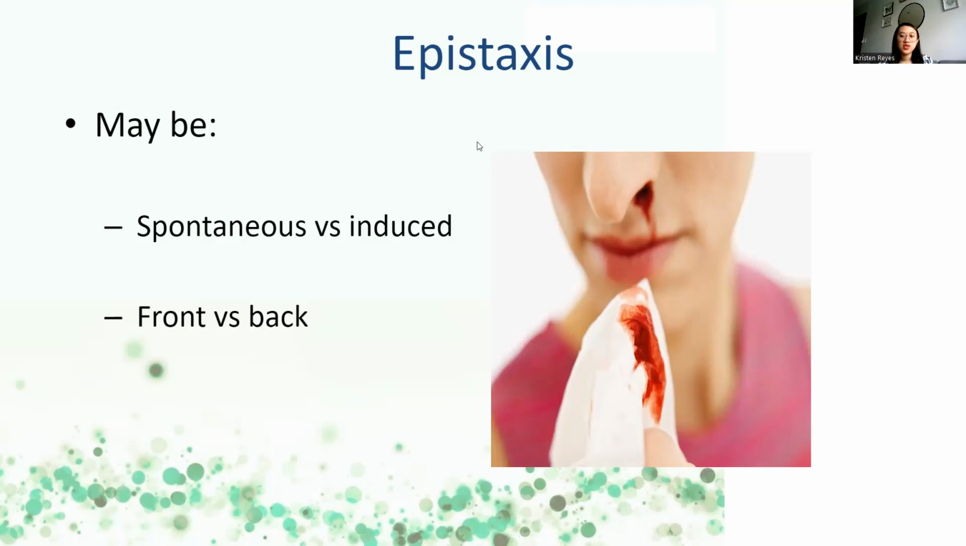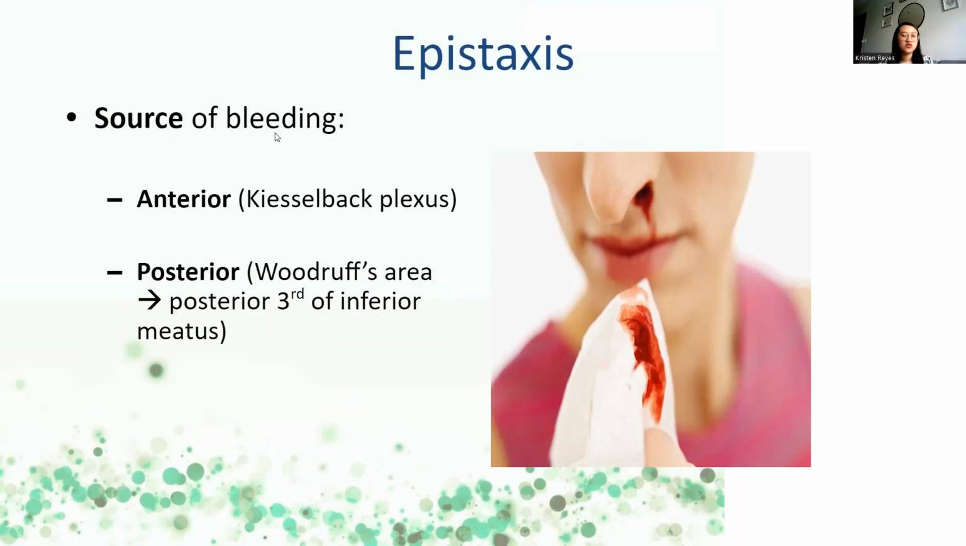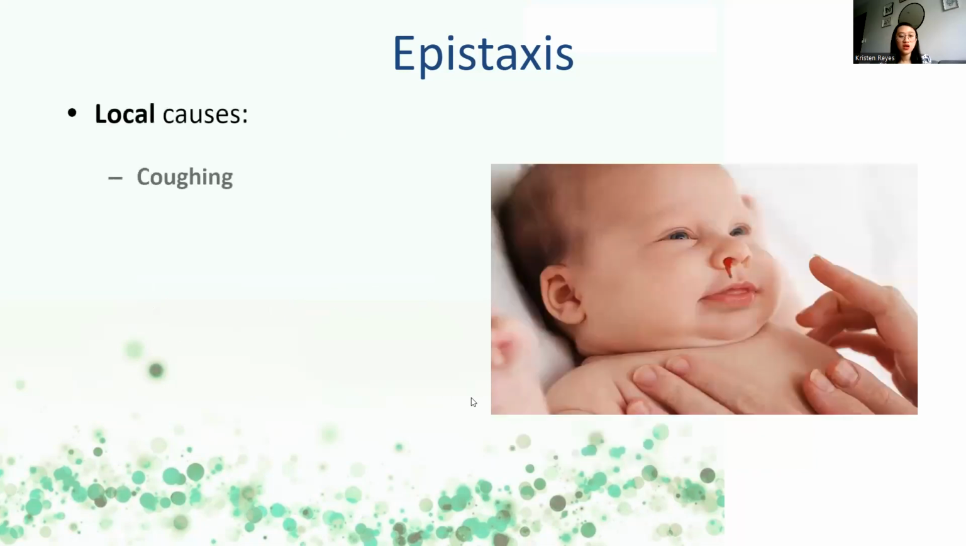So the epistaxis, meaning yung pag-bleed sa ilong, can be front or back. Pwede siya sa harap, lalabas, or sa likod, sa pharynx. Okay? So, the source of bleeding anterior is your Kiesselbach plexus. This is a plexus of blood vessels in the nose. If it's posterior, it's your posterior third of inferior meatus. Okay. Local causes, if you're coughing, if you sneeze, if you pick your nose, okay?